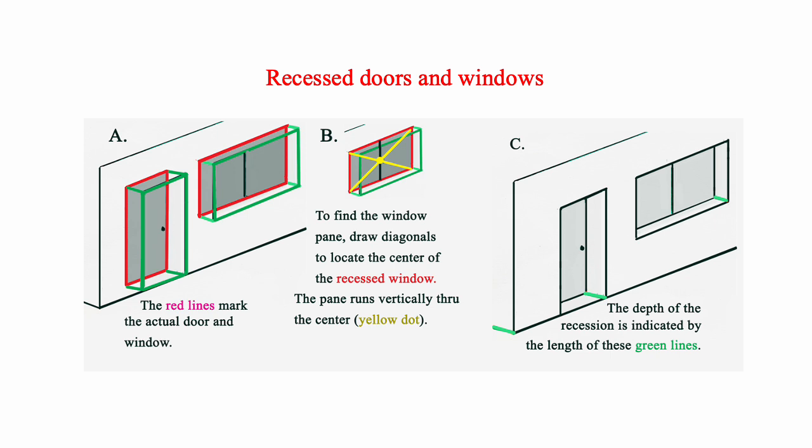To draw recessed doors and windows, make them the back of a box, as I've done here. The recession is indicated in two ways. One is the length of these receding lines, and the other is the position of this vertical pane. To find the position of that vertical pane, find the middle of the true window, and that is where the vertical pane would lie. But when we see it in perspective, you can see that it's closer to the left than the right. And as the recession gets larger, this pane continues to move to the left.